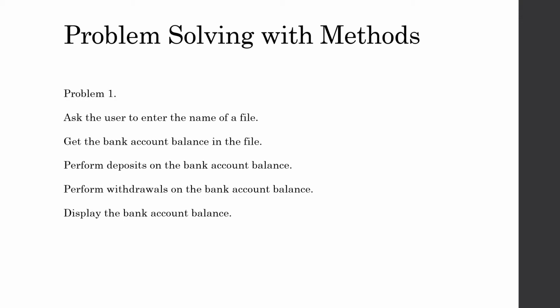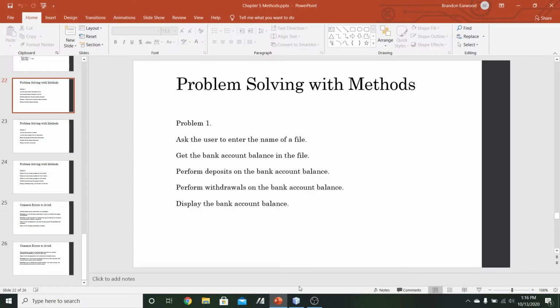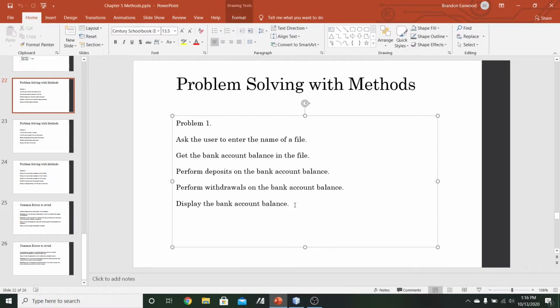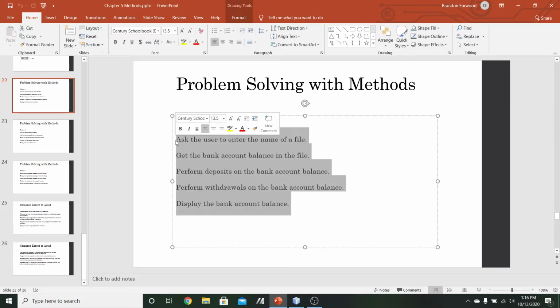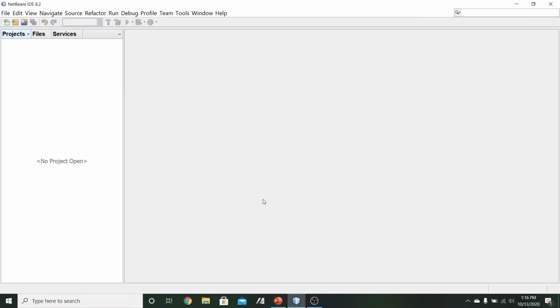So let's minimize this, and we'll start putting together something to achieve all of these different tasks. The way that I'm going to do this, I'm going to grab everything that I've got in this slide right here. I'm going to copy that, and keep it handy so that I can use that as a comment in my program, and we can break it down from there.